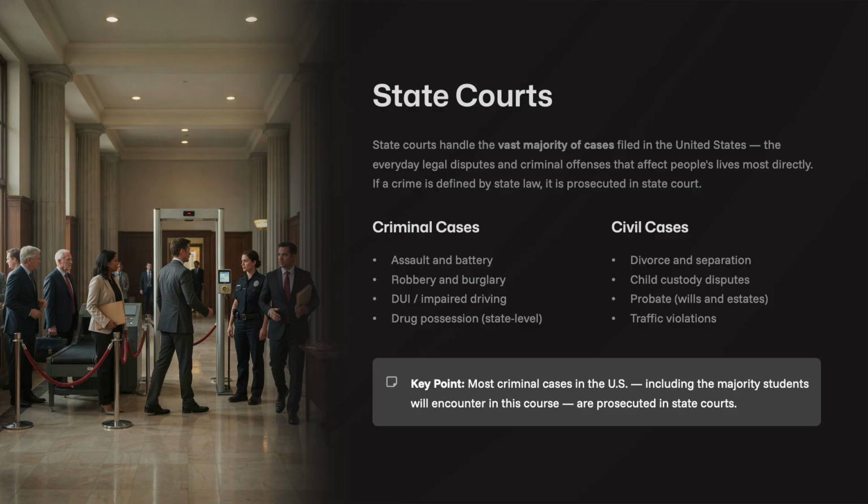State courts also handle most civil matters, including divorce, child custody disputes, probate proceedings, landlord-tenant conflicts, contract disputes, and traffic violations. Each state organizes its court system somewhat differently, but most include trial courts, intermediate appellate courts, and a state Supreme Court. Because state courts handle such a large volume of cases, they are where most criminal justice professionals spend their careers. If you become a police officer, a prosecutor, public defender, probation officer, or even a judge, there's a good chance you'll spend much of your professional life working within a state court system.